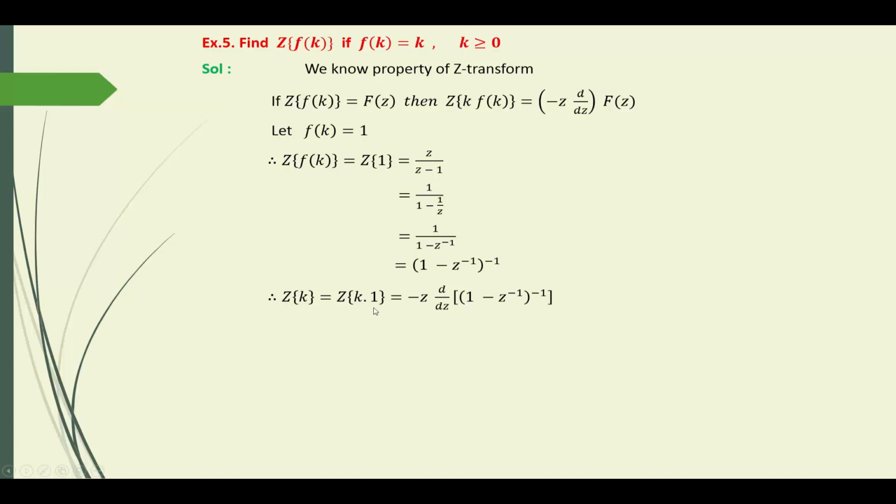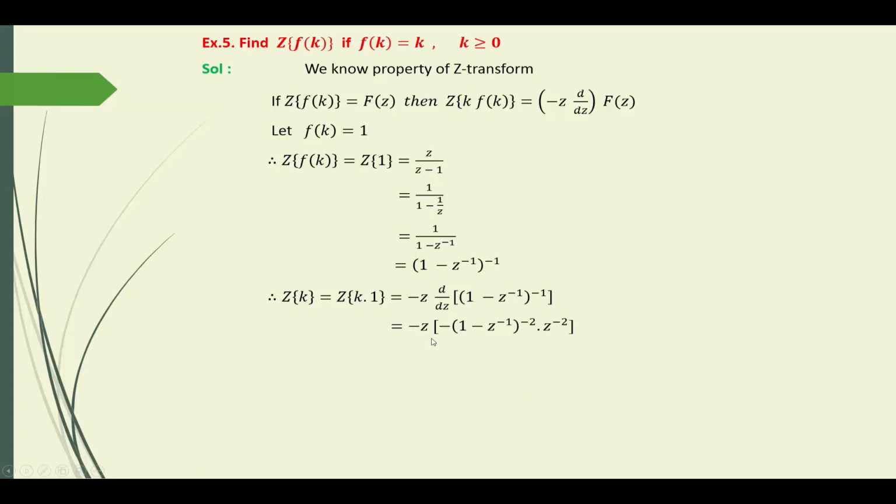The z transform of k, that is k into 1, equals minus z into d by dz of F(z). F(z) is (1 minus z raised to minus 1) raised to minus 1, which equals minus z times the derivative of the bracket raised to minus 1, which is minus 1 into (1 minus z raised to minus 1) raised to minus 2. Now the derivative of 1 is 0, and minus of the derivative of z raised to minus 1 is minus 1, so minus minus becomes plus z raised to minus 2.